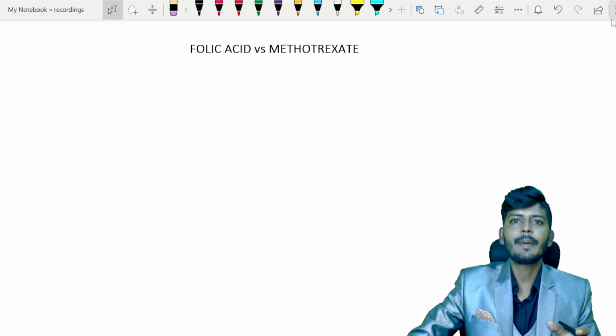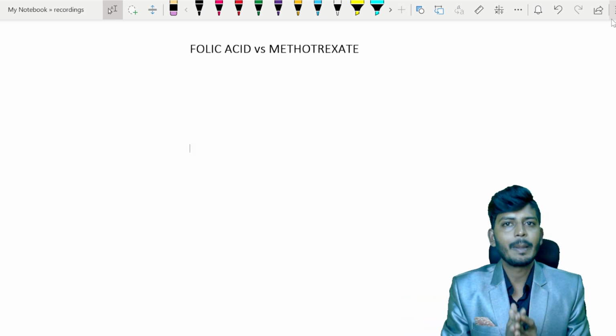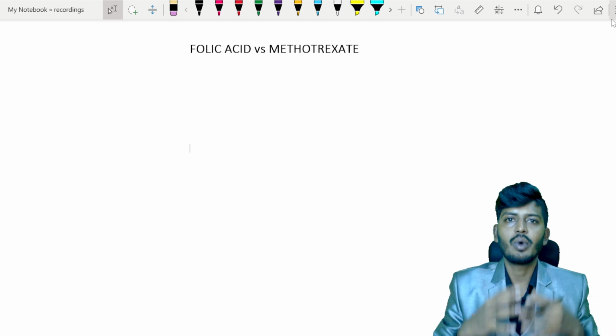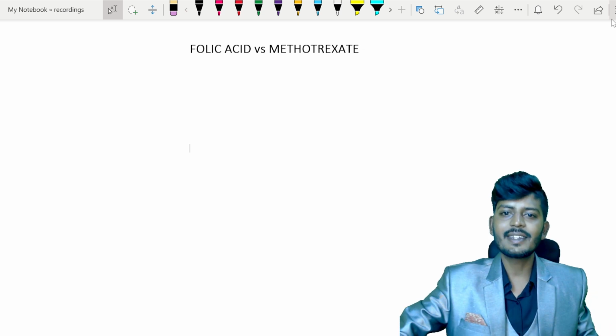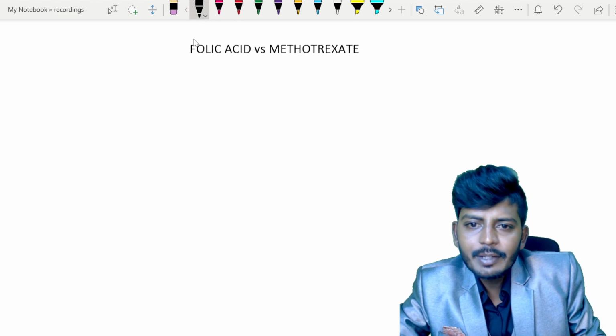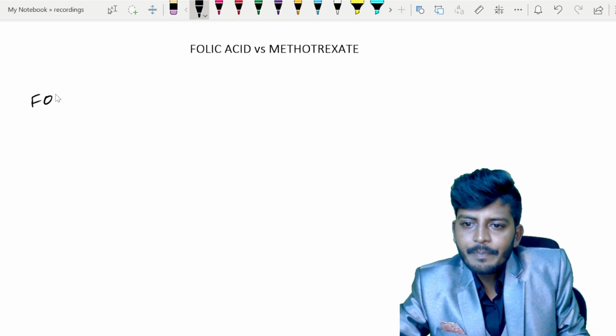Along with the biochemistry part of folic acid, we'll also study the pharmacology part, that is your methotrexate, and how these two are interlinked with each other. So that is what we'll learn in this lecture. So let's start with folic acid, right? So when we are speaking of folic acid, okay.